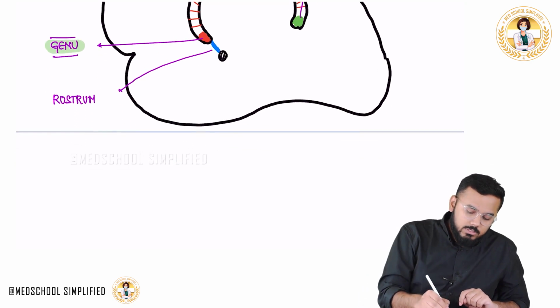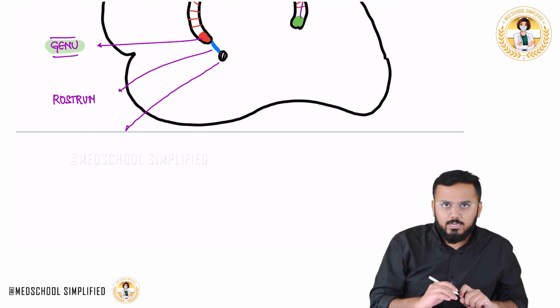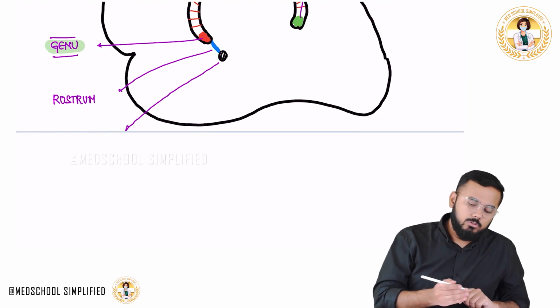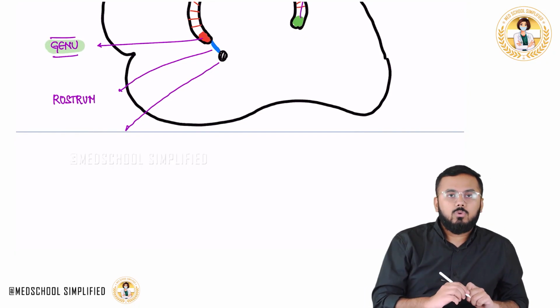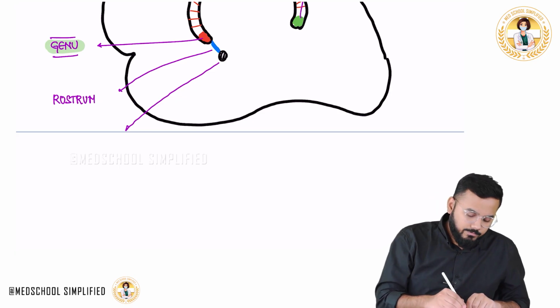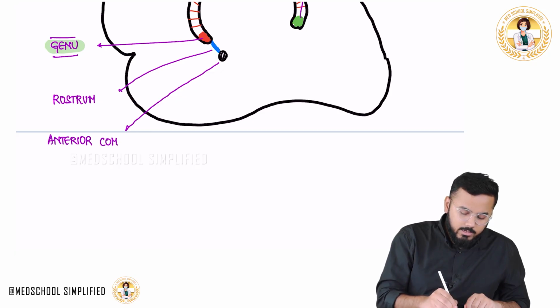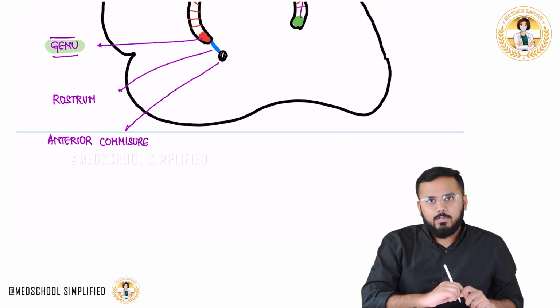So this structure which is located over here, and this ball-like structure which is present on the front, it is present on the front. So this one is called the anterior commissure. This is called the anterior commissure.